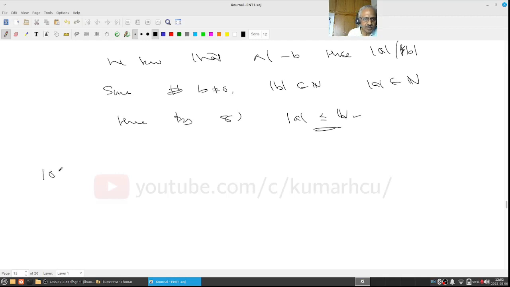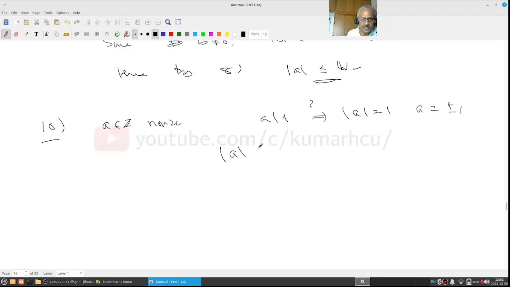We proved that. 10th one is this. Now suppose A is an integer, of course non-zero, and A divides 1, then I claim mod A must be 1, that is A equal to plus or minus 1. That is very clear. Since A divides 1, we know that mod A is less than or equal to mod 1, which is 1, right? Now, but remember, mod A is non-zero, therefore mod A is a natural number, which is less than or equal to 1. That means mod A must be equal to 1. Therefore, A must be plus or minus 1. Do you understand this? Pause, review, proceed.